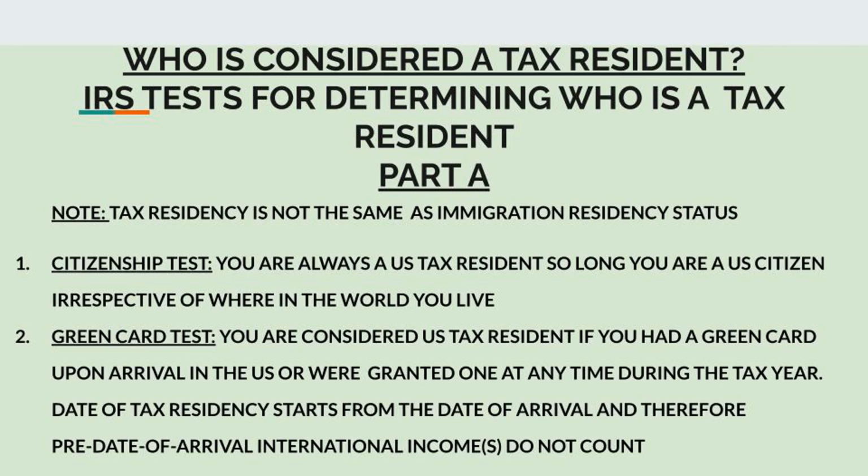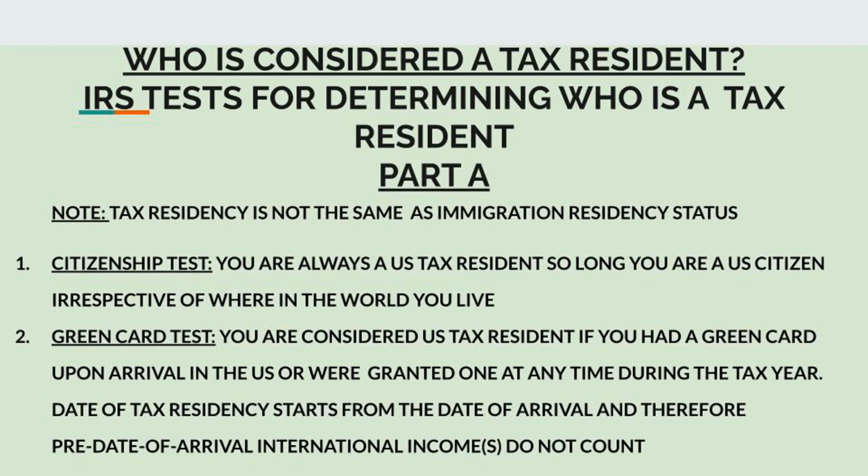You're considered a tax resident if you had a green card upon arrival in the US or were granted one at any time during the tax year. By the tax year, we mean the year that you're filing for. So if at any time during the tax year you had a green card, or that year you arrived in the United States as a green card holder, you would be treated as a tax resident. The only exception or nuance here is that for the first year upon your arrival in the United States, income from international sources prior to the date of your arrival does not count.